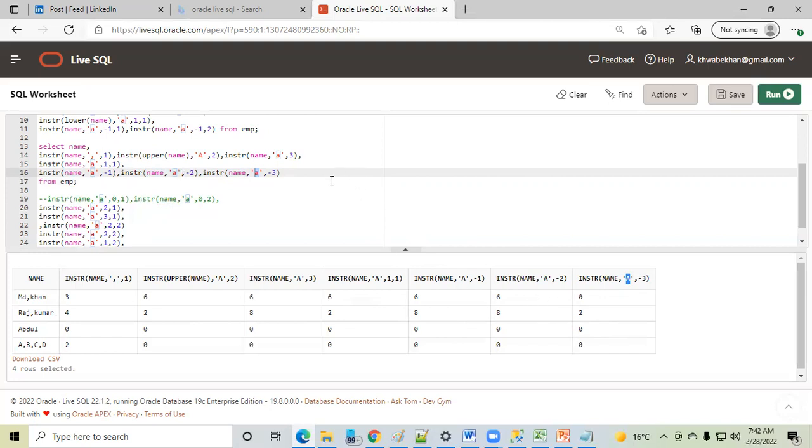Tanvir, yeah. So when we are searching and given the A and starting position from -2, for Rajkumar it's displaying 8. Yeah, 8 is there, right. So why? It is starting from the right side, and by default it will go for the first occurrence. So why is it not displaying 2? Why is it not displaying 2?